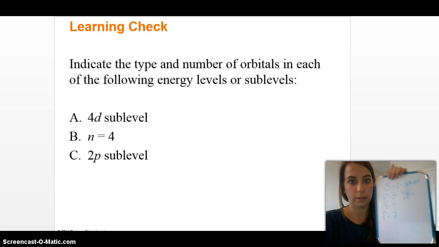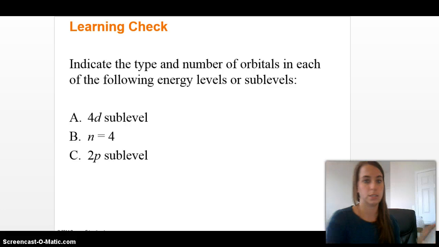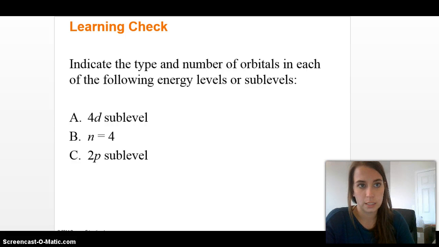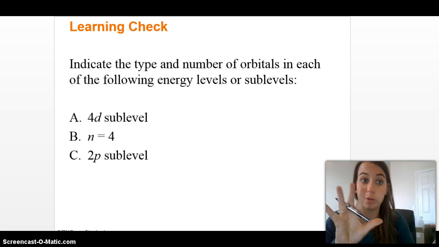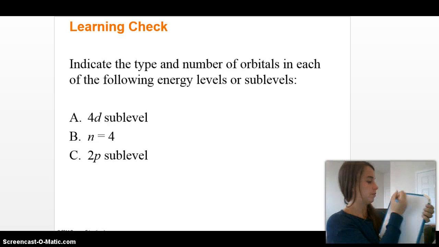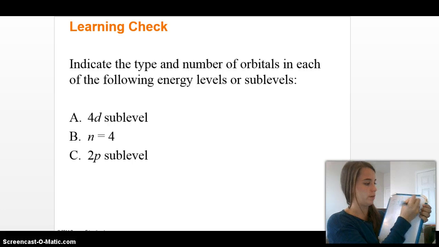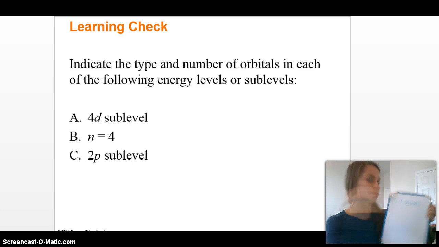All right, let's take a look at some questions. Indicate the type and number of orbitals in each of the following energy levels or sublevels. So in the 4d sublevel, well, d has 5 orbitals, right? So 5d orbitals would be the right answer for that one.